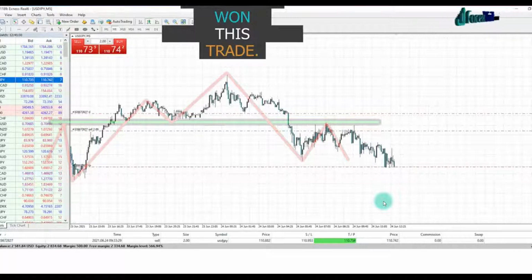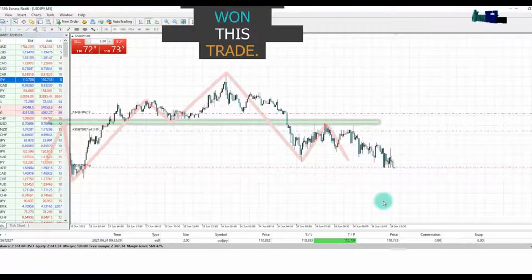We won this live trade. I hope you will understand the concept of this live trading. You need to train your eyes. I suggest everyone please practice more and more before jumping into the live trade and then start making a profit.